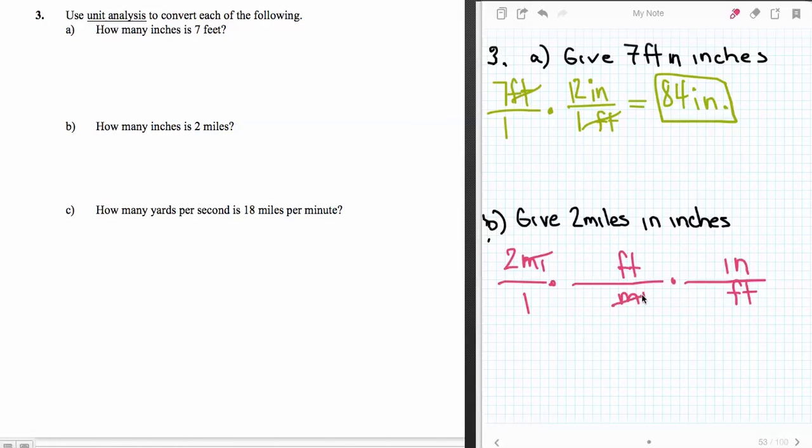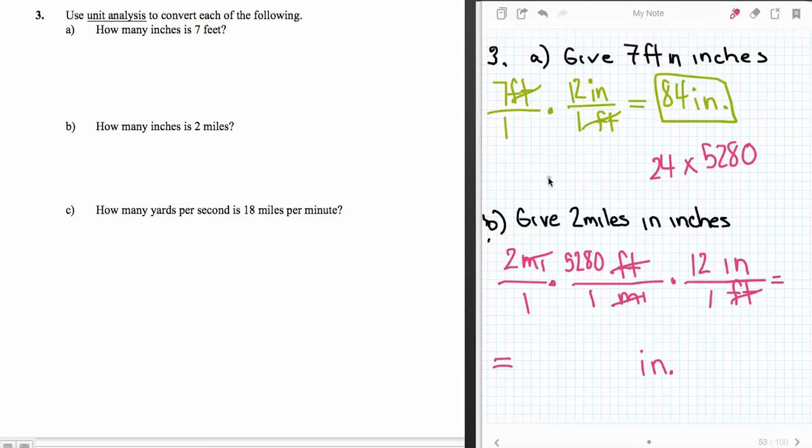So miles and miles will cancel, feet and feet will cancel, and then that'll get me over to my final answer, which will indeed be in inches. So I need my conversions in here. 5,280 feet is equal to 1 mile, and 1 foot is equal to 12 inches. And so what I see is I'm going to have to multiply 2 times 5,280 times 12, or I'm going to have to multiply 24 times 5,280, and that will give me my final answer.